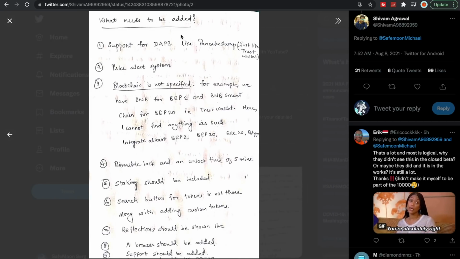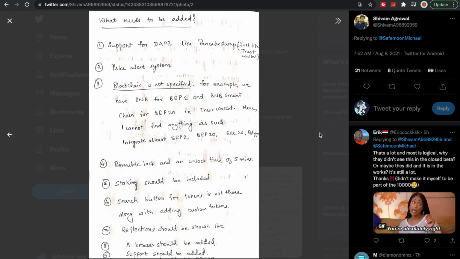And then what needs to be added? Support for dApps like PancakeSwap, just like Trust Wallet, that would be huge. Price alert system. Blockchain is not specified. For example, we have BNB for BEP2 and BNB Smart Chain for BEP20 in Trust Wallet. Here, I cannot find anything as such. Integrate at least BEP2 and so on and so forth. Biometric lock and unlock time of 5 minutes. Staking should be included. Search button for tokens is not there, along with adding custom tokens. Reflection should be in the shown line, and so on and so forth.